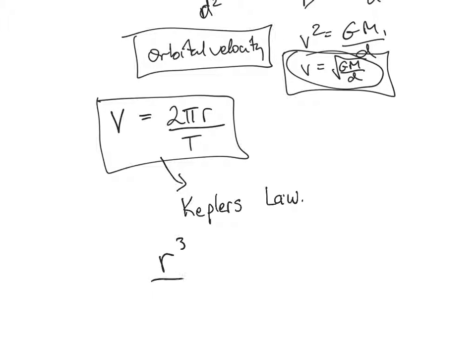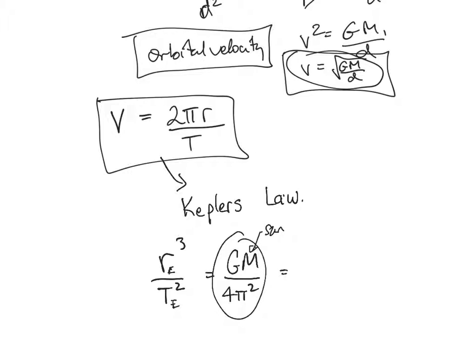Where r cubed, the radius cubed on T squared, equals a constant, which is the central mass. So this constant here would be equal to, if we used the sun or the orbit of the Earth, the radius of the Earth's orbit cubed divided by the period of the Earth's orbit squared equals this constant value, and this would be the sun, the central mass.